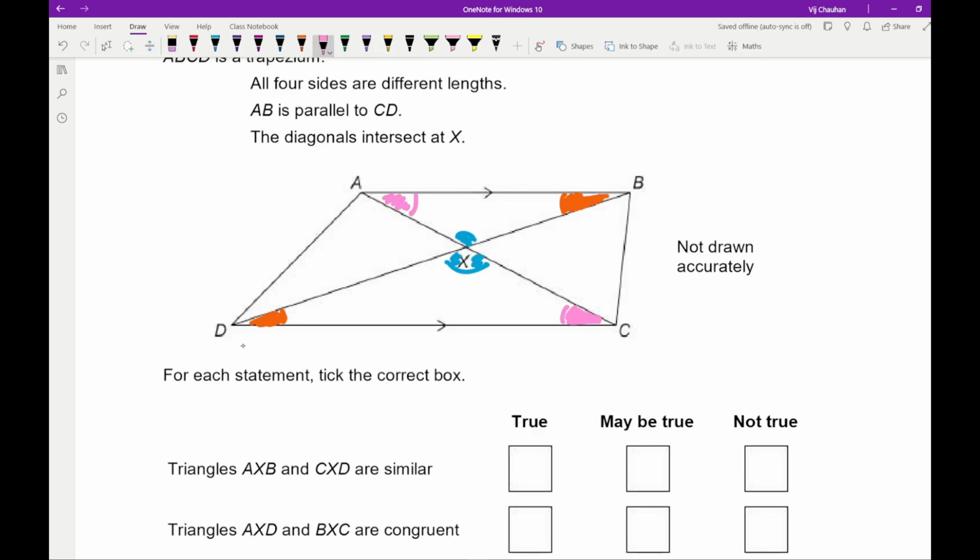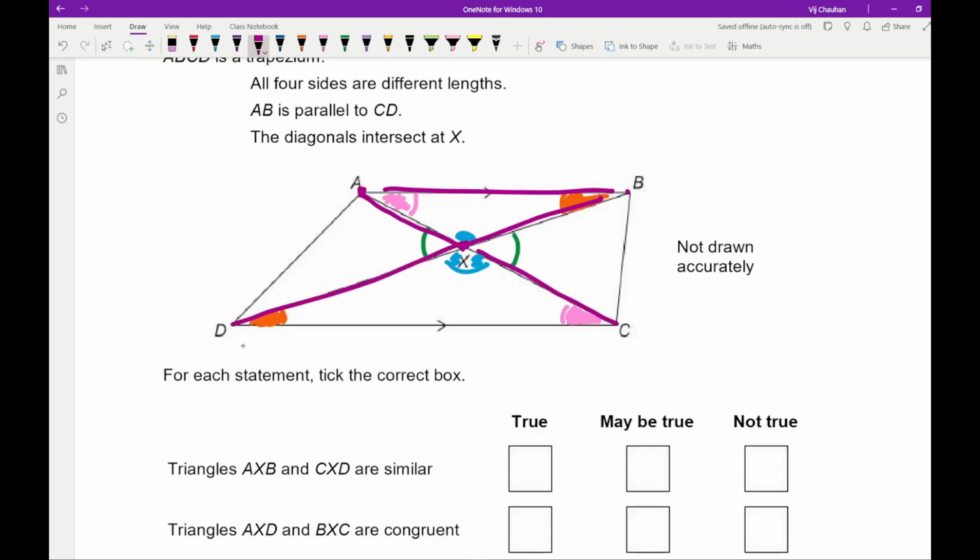Now in terms of the other angles, we know that this angle here is going to be the same as this angle here because again they're opposite. But this angle here is not going to be equal to this angle here because BC and AD are not parallel. So in terms of things that are the same, they're the only things that are. So it says triangle AXB, A to X to B, so it's this triangle here, is similar to CXD, which is this triangle here.